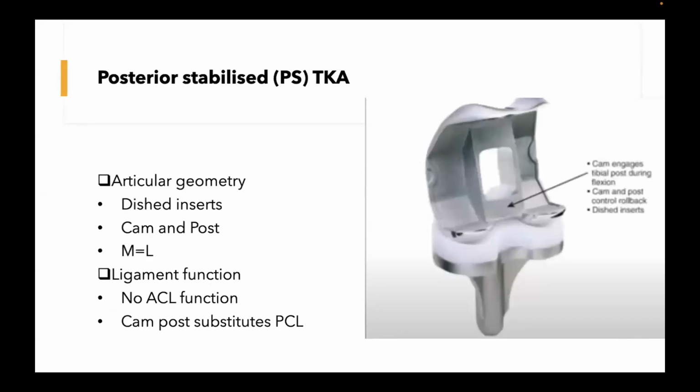So let's now look into the posterior stabilized TKA. The PS design has a more dished insert. This is what I intend to highlight. The inserts are more dished. There's a cam and post. The medial and lateral joint line are at the same level. There is no ACL function. The cam post substitutes the PCL.